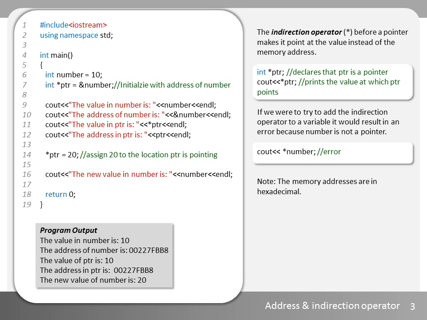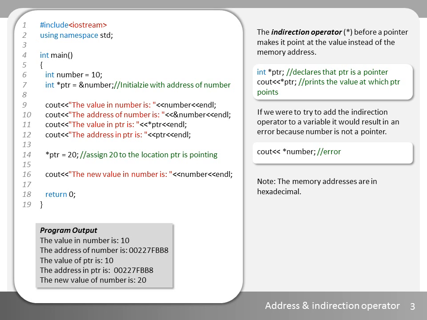Here we have a program that illustrates the operators we have mentioned so far. First, we declare a variable called number and initialize its value to 10. We then create a pointer called ptr and assign it the address of number. After that, we print the variable, showing its value, and then use the address operator to print its address. The memory addresses are in hexadecimal.